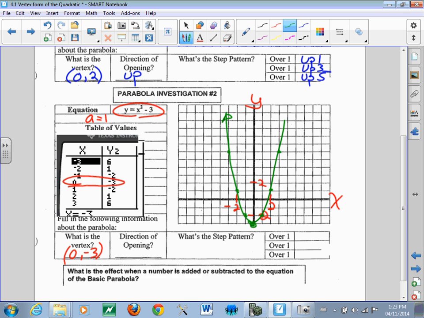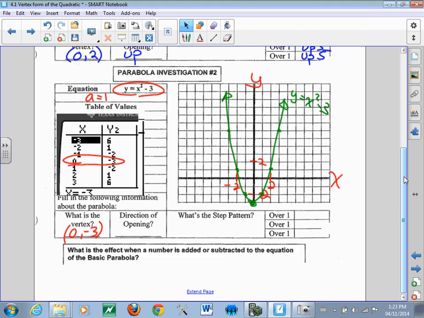And there we go. Then we got y equals x squared minus 3 for our label. The effect of that is it pushed it down 3. The direction of opening, folks, is still up. Our step pattern is still up 1, up 3, up 5, and that will change eventually, but not for a little while.